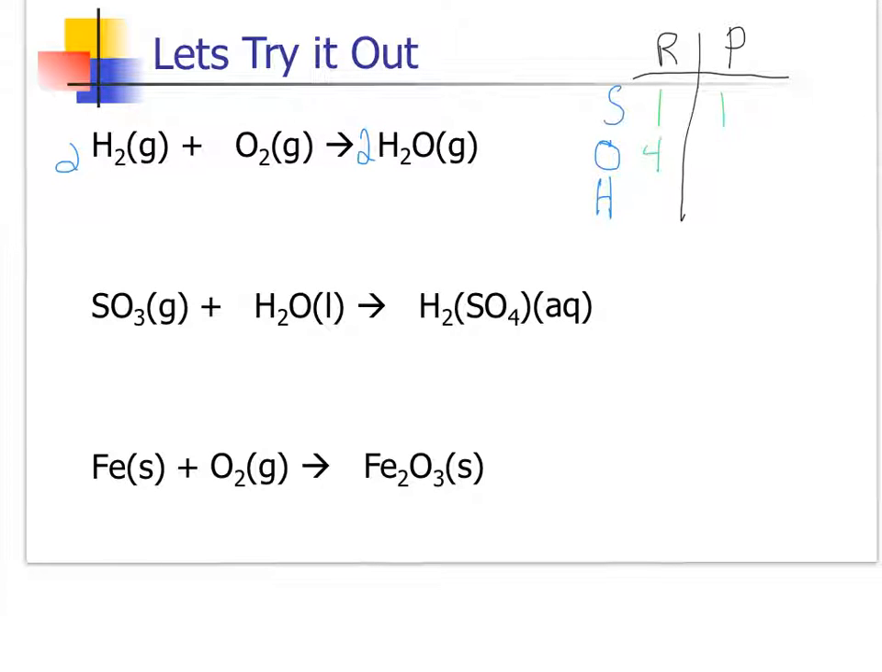And now on the other side, I have 4, and it's easily seen. Hydrogen, I have 2 and 2. And lo and behold, I can see now that it's balanced. And that's just excellent.